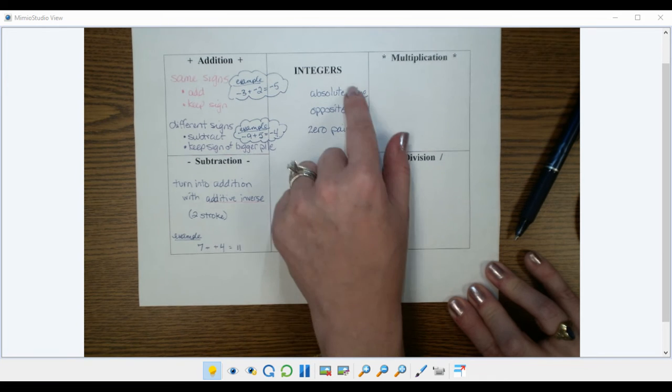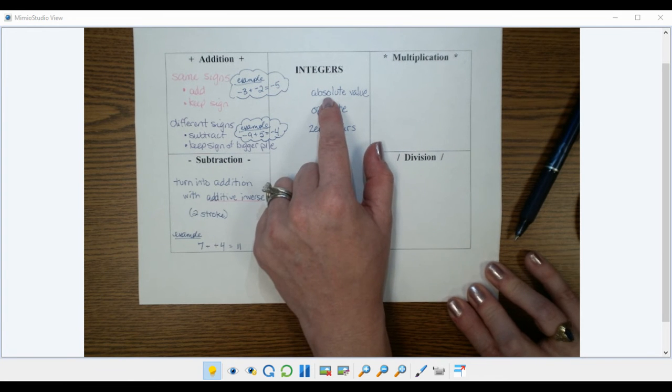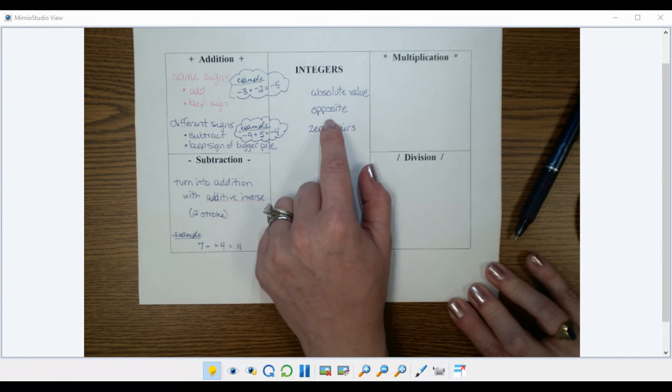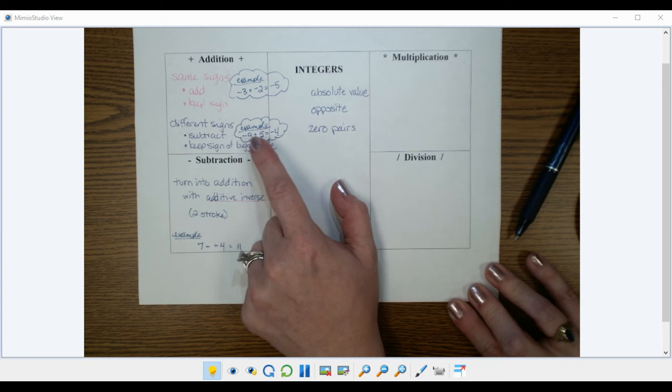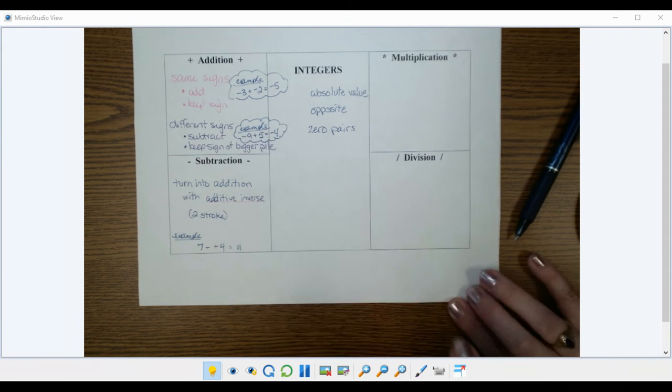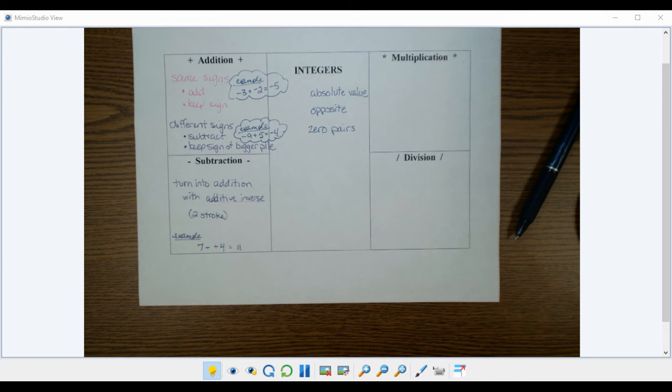Some other words, remember, absolute value, the distance from 0. The opposite, the number that is the same distance, but on the other side of 0. So for example, 7 and -7 are opposites. And then our friend, the 0 pair, which we used up here when we were taking things away. All right, so I'll let you take a screenshot of that if you need it, or pause the video so that you have it available to you.